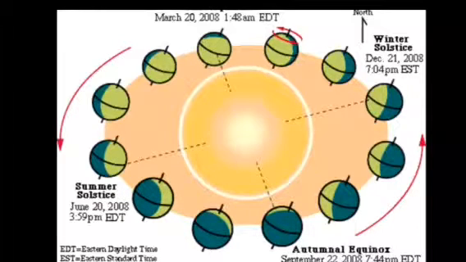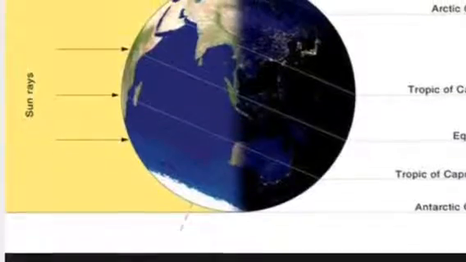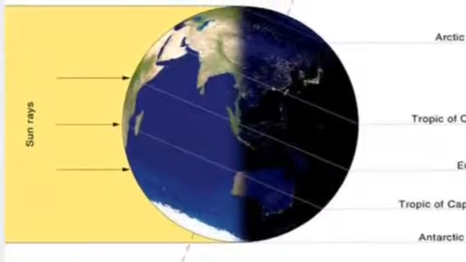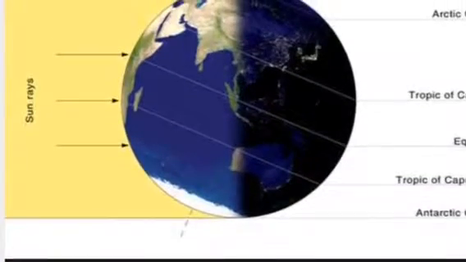December solstice. 3 months later, Earth has traveled a quarter of the way around the sun, but its axis still points in the same direction into space. The North Pole seems to lean away from the direction of the sun. The solstice occurs when the pole leans as far away from the sun as it will during the year.